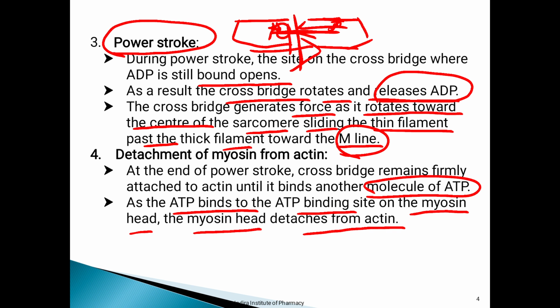And it is ready for the next cycle. So now ATP is bound to the ATP binding site. So what will happen? It will again get hydrolyzed into ADP and phosphate. Then again cross bridges will be formed. Again power stroke. Then again it will detach. Another molecule of ATP will bind and the cycle will continue.